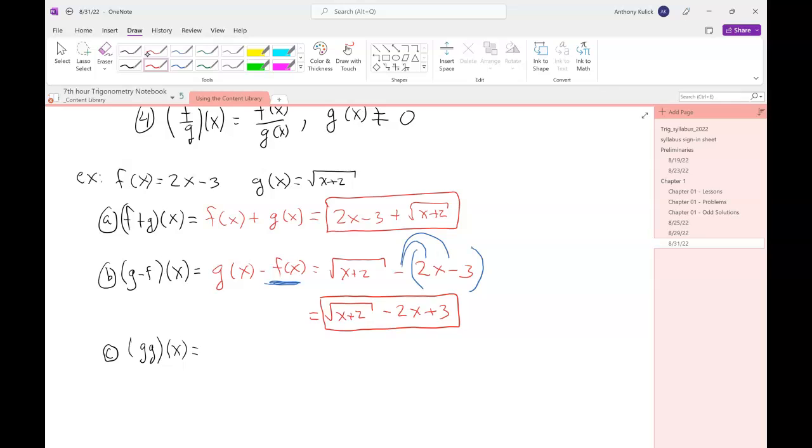What if I have g times g of x? If I look at my definition above, that should just be g of x times g of x. So that's going to be the square root of x plus 2 times the square root of x plus 2.